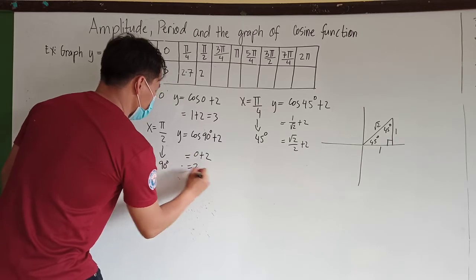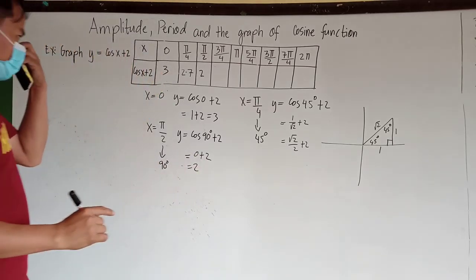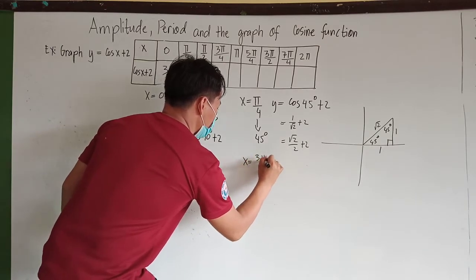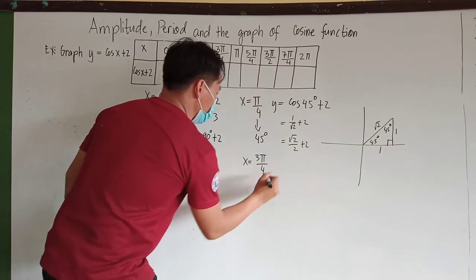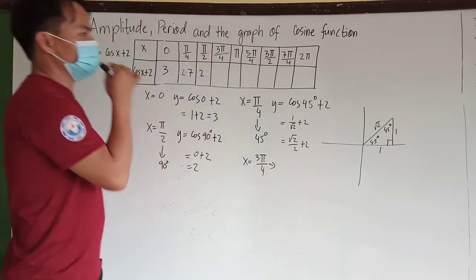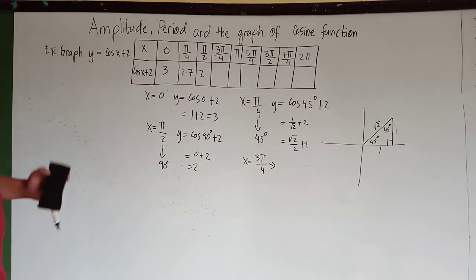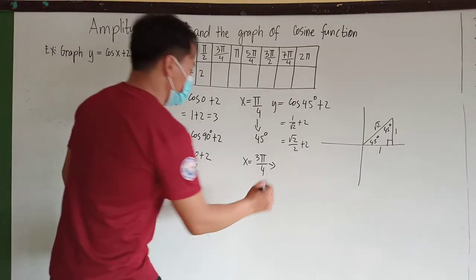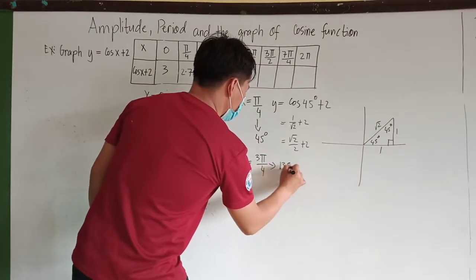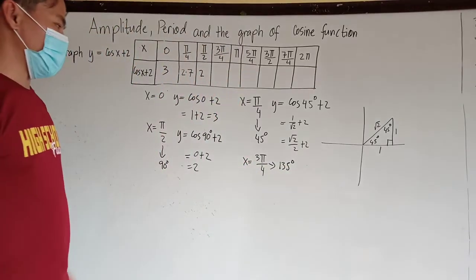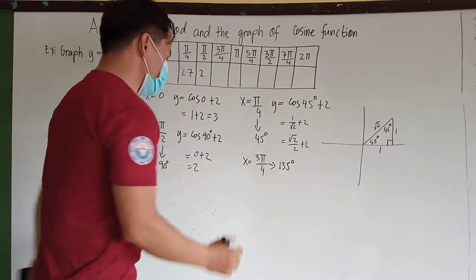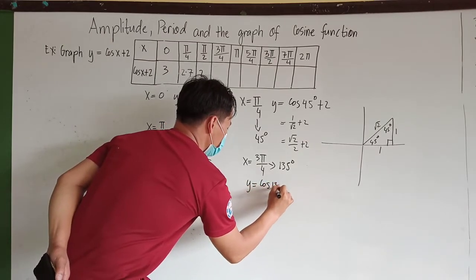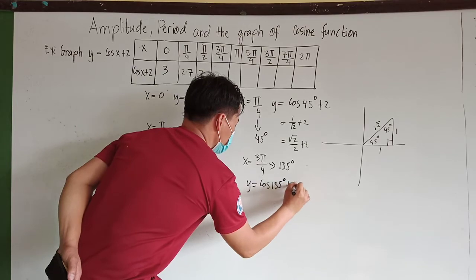Okay? We will proceed now to x is equal to 3π/4. Actually, 3π/4, when we convert that into degrees measure, is just equal to 135 degrees. If this is 135 degrees, therefore y is equal to cos of 135 degrees plus 2.